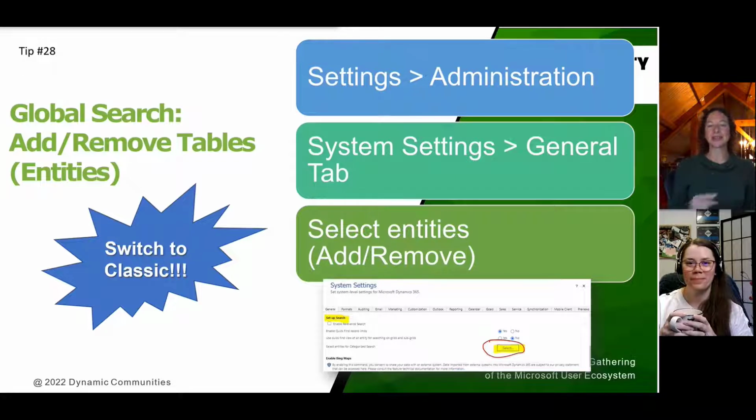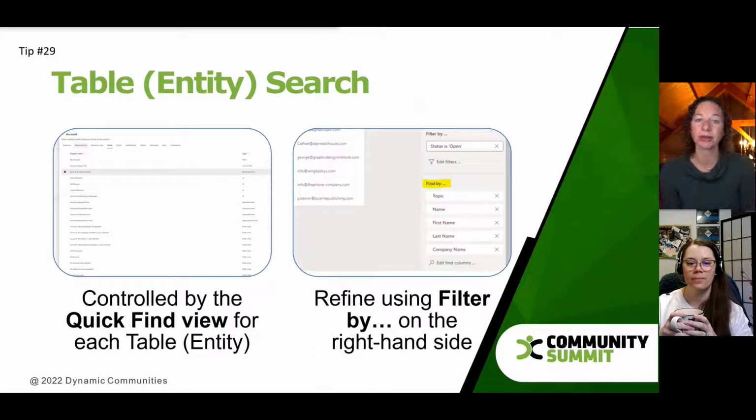So for things like this, you'd go to settings, then administration. From that administration area, you go to the system settings and the general tab. So that is in the screenshot at the bottom. You're going to scroll down to where you see setup search, and then there's a little button that says select. So then you're going to select your entities or your tables. So add your custom tables that you want to be searchable in global search and remove the ones you don't need.